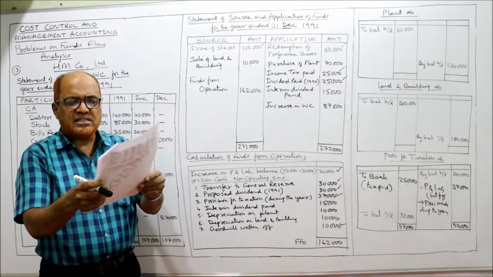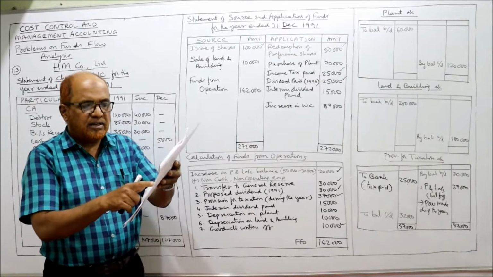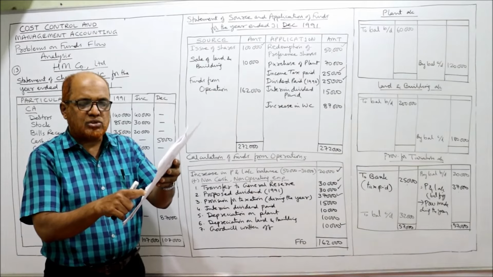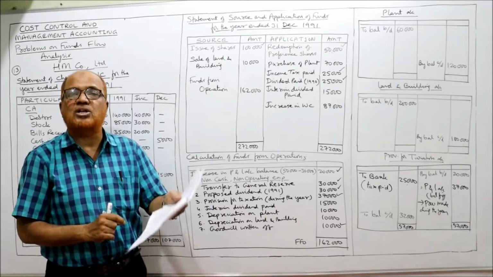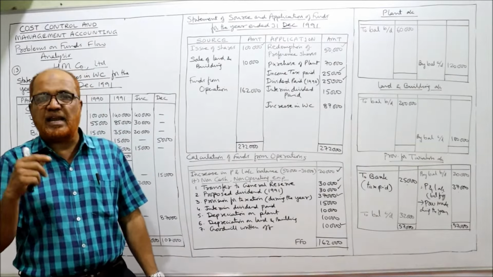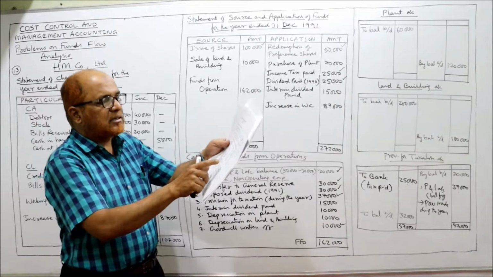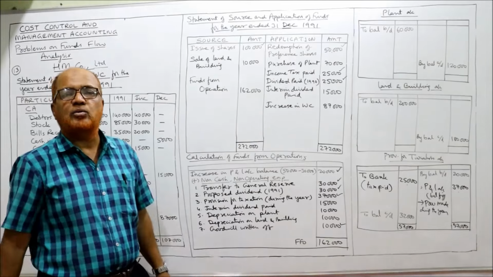Land and building last year 2 lakh, current year 1,80,000. In the adjustment, depreciation of 10,000 on plant and 10,000 on land and building has been charged. The depreciation is provided on plant as well as land and building. So first plant. Plant value was 60,000 last year, current year 1,20,000.